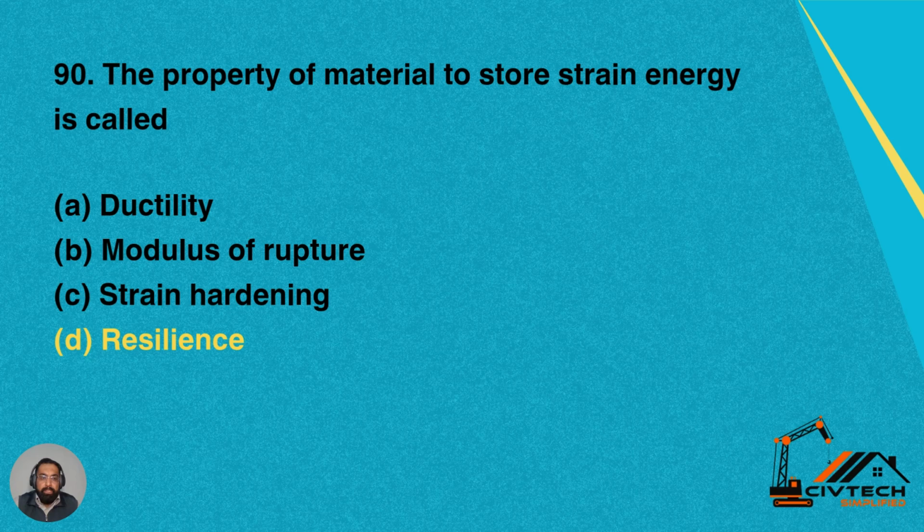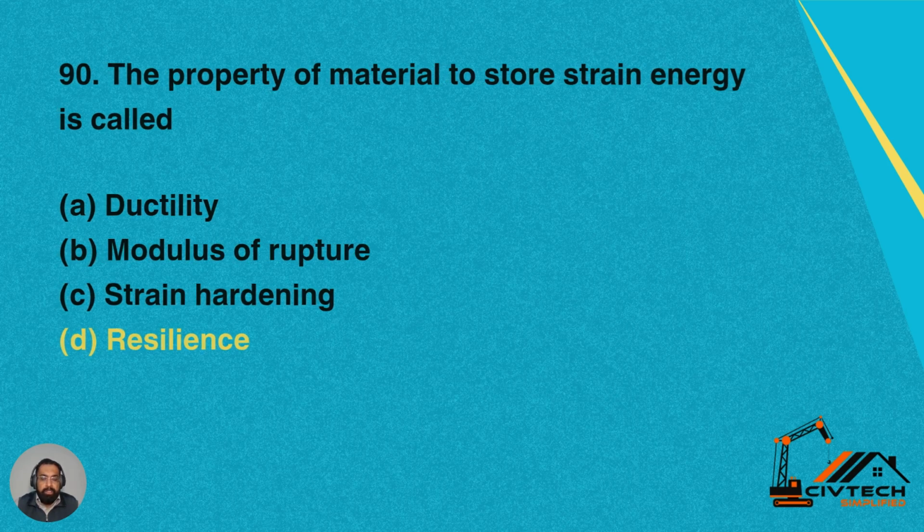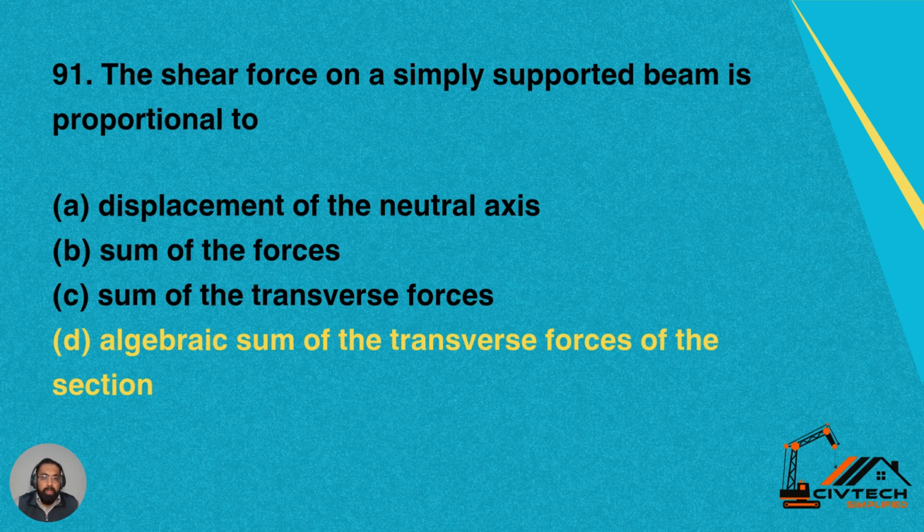Question 90. The property of material to store strain energy is called option A, ductility. Option B, modulus of rupture. Option C, strain hardening. Option D, resilience. So D is the correct answer for this question. It's resilience. The property of the material to store strain energy is called resilience.